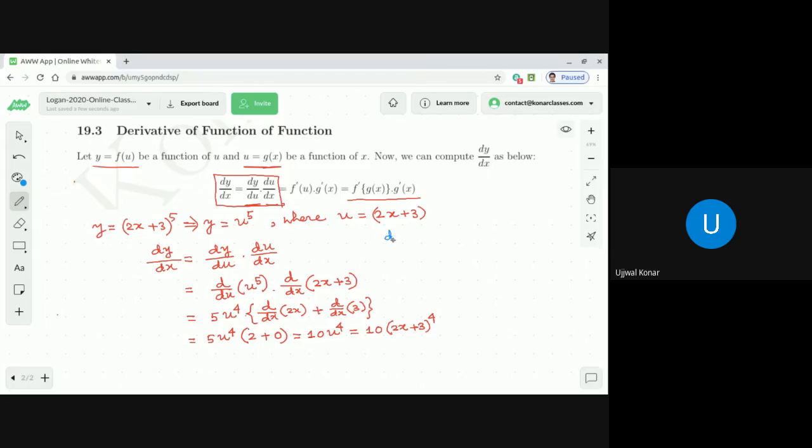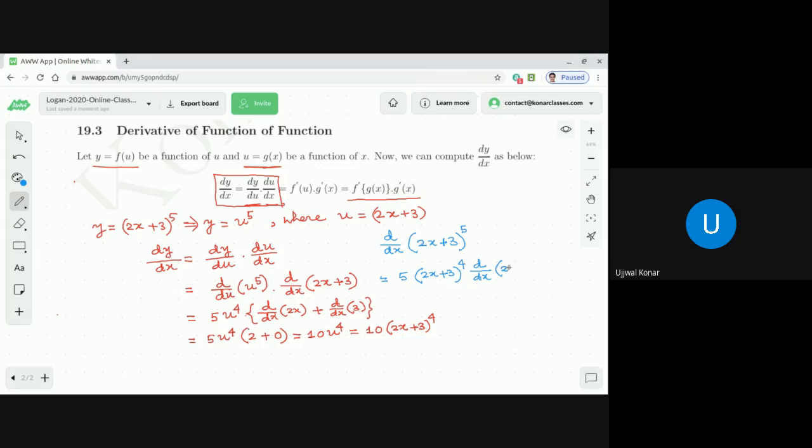So, what is our task? Our task is d/dx of (2x plus 3) power 5, isn't it, dear students? So, first, what you need to do is you can assume that 2x plus 3 is some variable. You don't need to assume this as u once you have some experience. So, what you will do? First, it will have 5 into (2x plus 3) power 5 minus 1, that is 4, into d/dx of 2x plus 3.